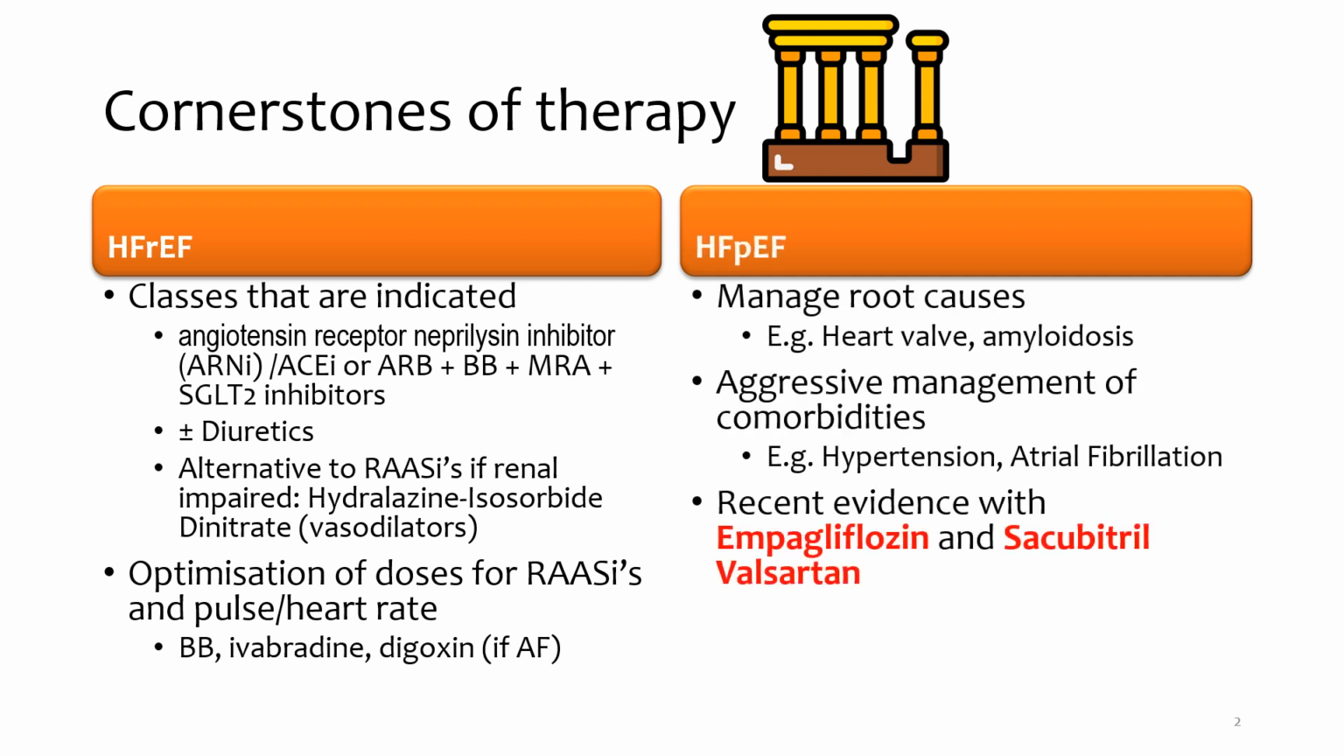So for people with HFpEF or preserved ejection fraction, we would usually go to treat the root cause, whether it's heart valve disease or amyloidosis. These are autoimmune diseases that require treatment. There should be aggressive management of comorbidities, whether it be hypertension or atrial fibrillation.